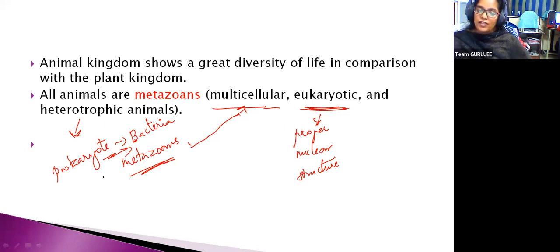Then what is the heterotrophic property? Autotroph and heterotroph. Autotrophs can prepare their own food. Heterotrophs don't prepare their own food; they depend on others.